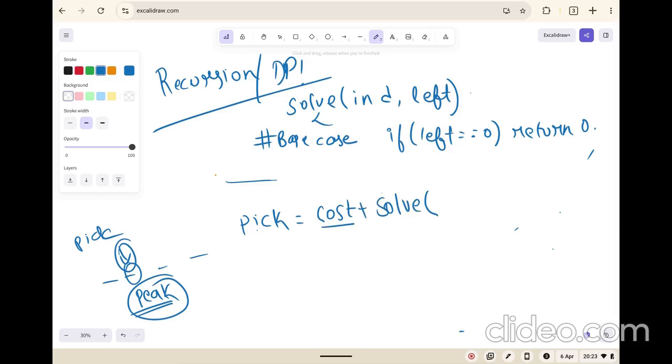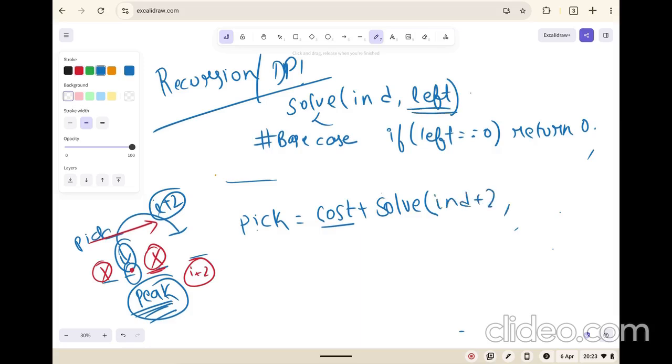And if you make this element a peak, you will directly jump into I plus 2, because you can't make this element a peak anymore. This becomes a cross. This also becomes a cross, but since we are moving in the right direction, we don't care about this anymore. So if you make this element a peak, you will have to jump this element. You will go to index plus 2. So your solve function becomes solve of index plus 2. And if you have decided to make this a peak, your left will be left minus 1.